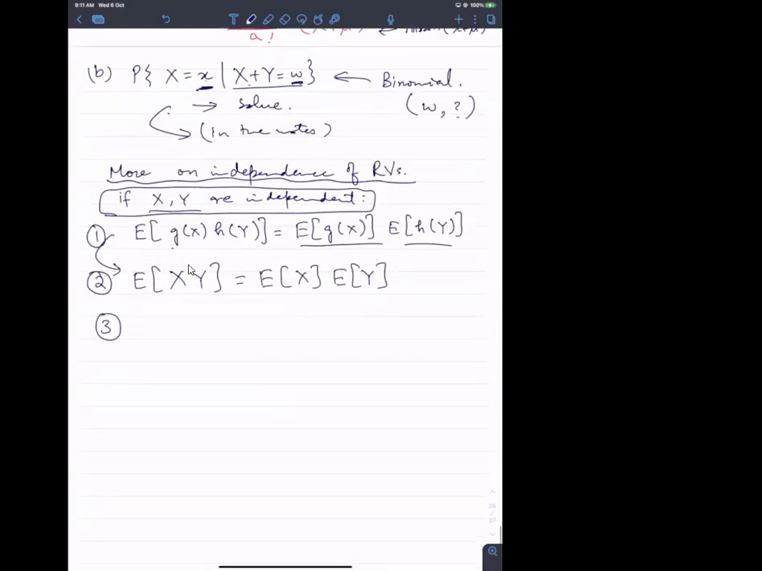Another thing that we can write about x and y is the variance of x plus y. If they are independent, this would be equal to variance of x plus variance of y. ये हम prove नहीं कर रहे, but I will leave this proof as an exercise. In notes में भी नहीं किया. You can take a look at it from some book.